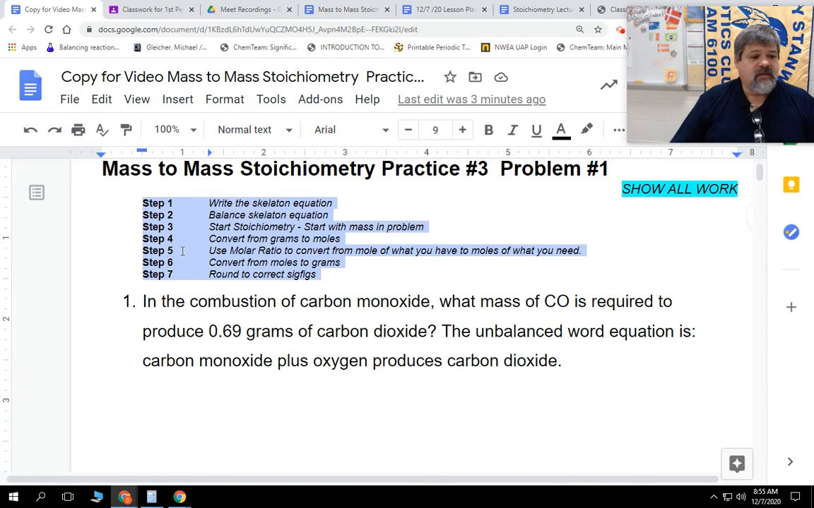Our first problem is: in the combustion of carbon monoxide, what mass of carbon monoxide is required to produce 0.69 grams of carbon dioxide? The unbalanced word equation is carbon monoxide plus oxygen produces carbon dioxide.